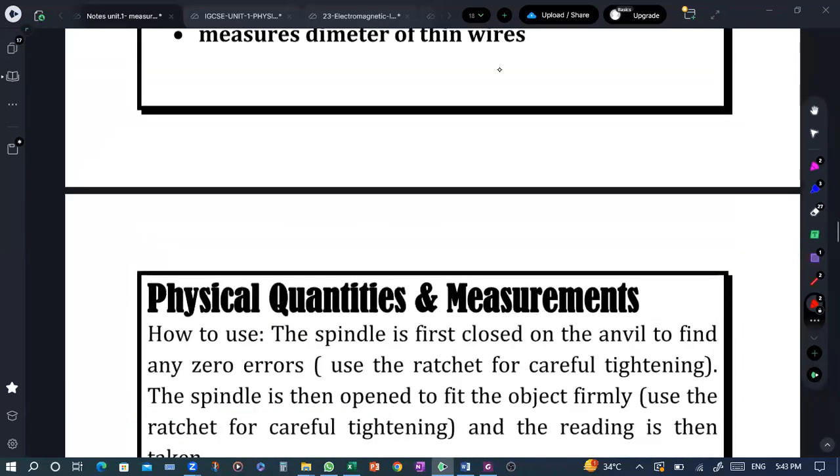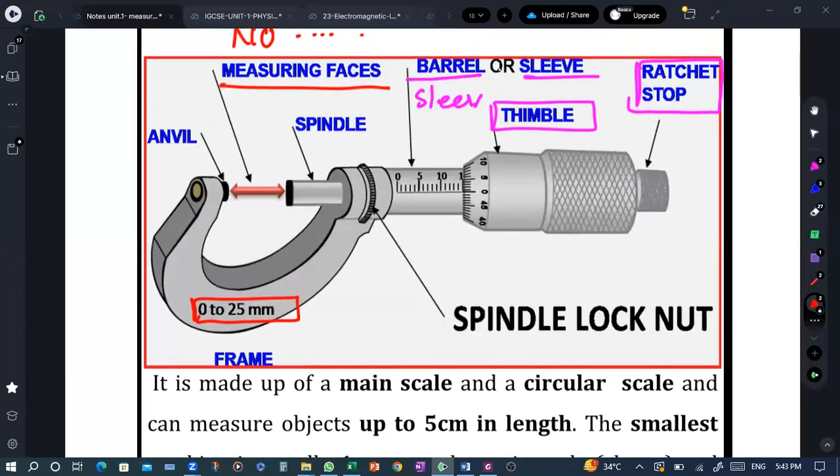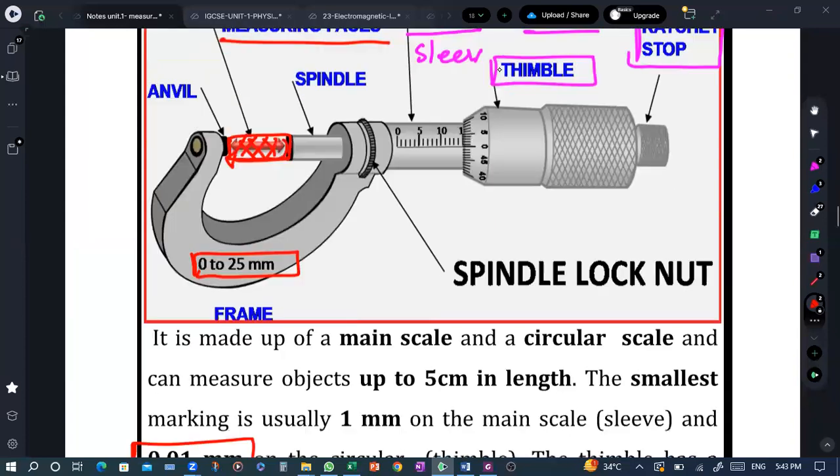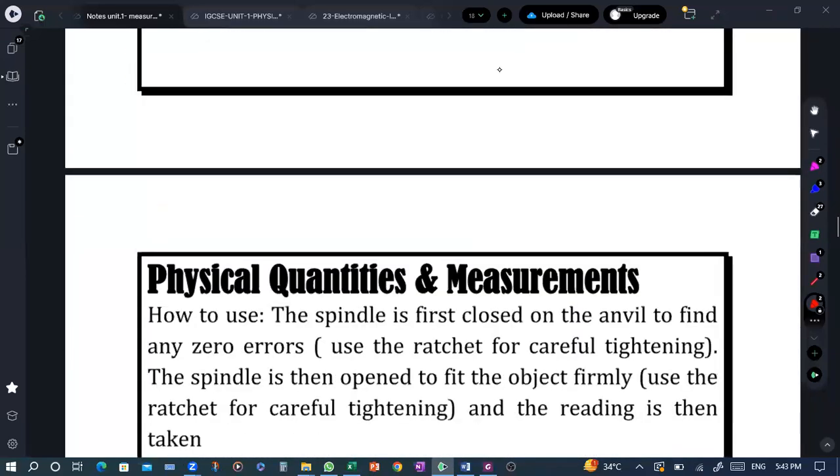So again, I will go back to this. The object comes closer to this. Close these jaws and check that it is not uncalibrated. Then put inside the object you want to measure. Again, open it up and take the reading. That will give you a reading by two scales. That's why it is basically again in your A levels.